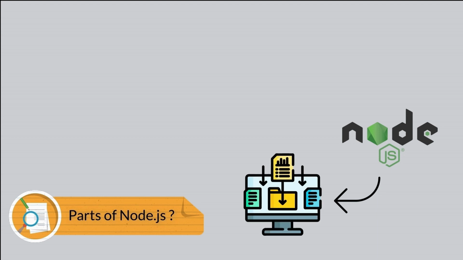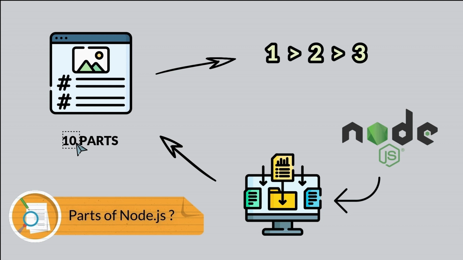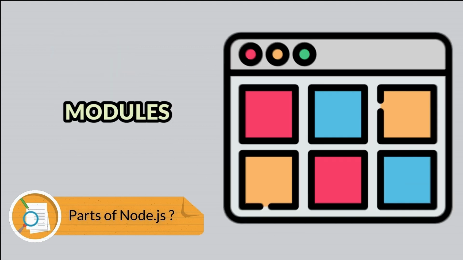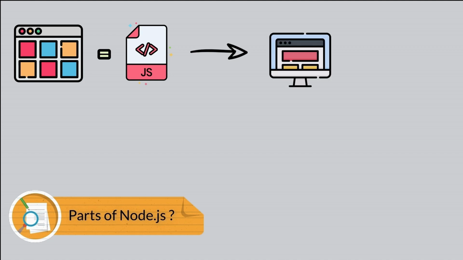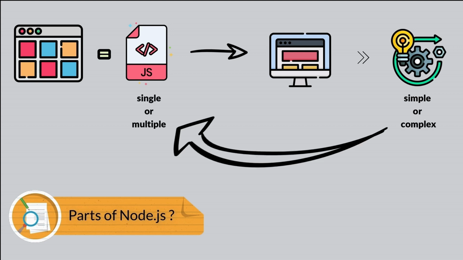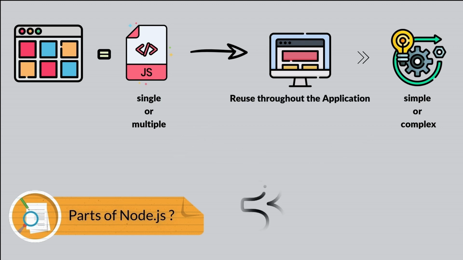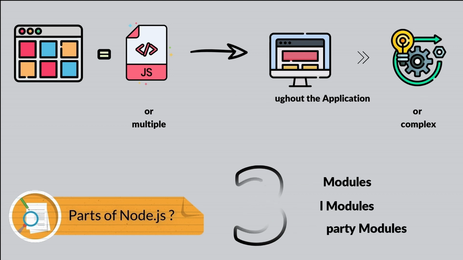Node.js consists of several components. In summary, there are 10 components in Node.js, and we will briefly go over them one at a time. Modules. Modules are like JavaScript libraries that can be used in a Node.js application to include a set of functions. It is a simple or complex functionality organized in a single or multiple JavaScript files which can be reused throughout the application. There are 3 types of modules, which are core modules, local modules, and third-party modules.